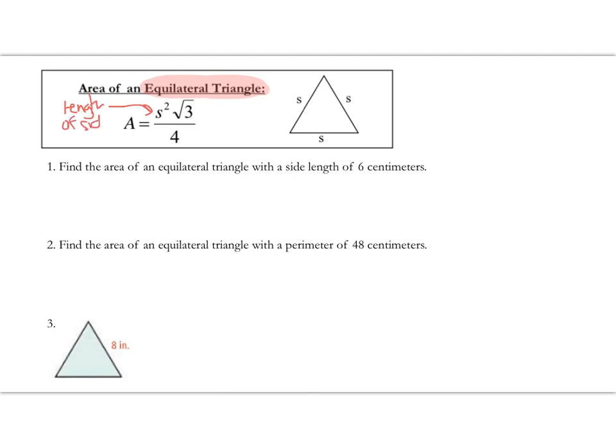If you don't know the length of the side, you'll need to find it first, which we're going to see in an example problem today. But that has to be what you're plugging in for S. So S is always the length of the side. Doesn't matter which side because they're all equal.